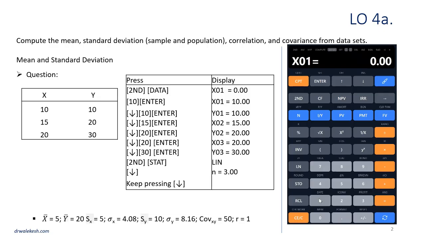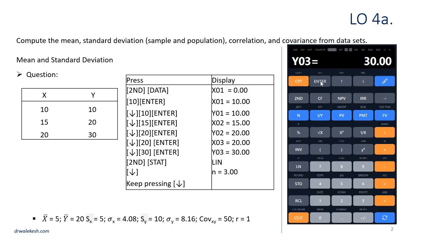x01 is 10, so I will have to press 10, that's 1, 0, then enter, arrow down, y01 is 10, so I will have to press 10, then enter, then arrow down, x02 is 15, from what I have on this table, then enter, arrow down, y02 is 20, then enter, arrow down, x03 is 20, enter, then arrow down, y03 is 30, then enter. So we are done with inputting the data.